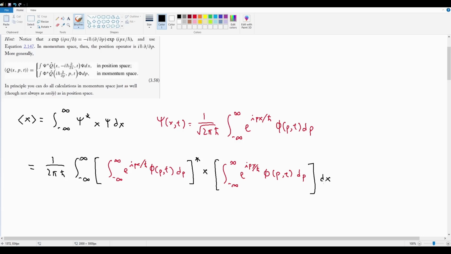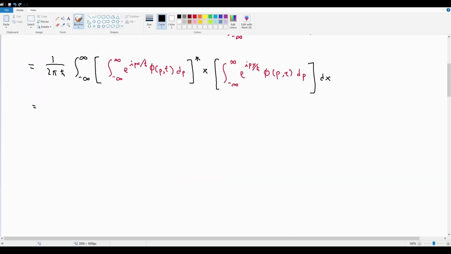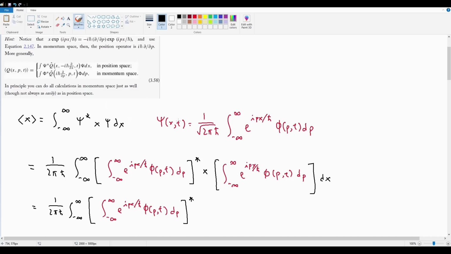Next, I'm going to take advantage of the hint that I was just given, which is that I can equate x to its momentum space operator equivalent. If I do that, this is going to give me 1 over 2 pi h bar integral from negative infinity to infinity. This term is just going to get copied over, so I'm just going to copy paste it. And then x is going to become, so this negative i h bar I'm going to leave at the front here. So negative i h bar, and then we have a d by dp, so I'm going to pull that into this integral.